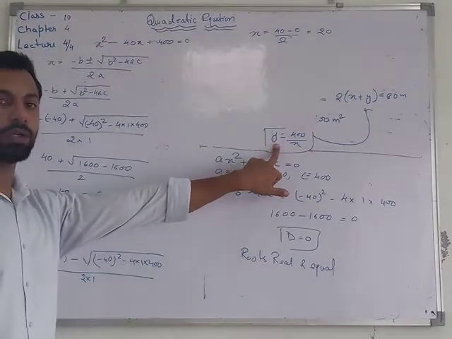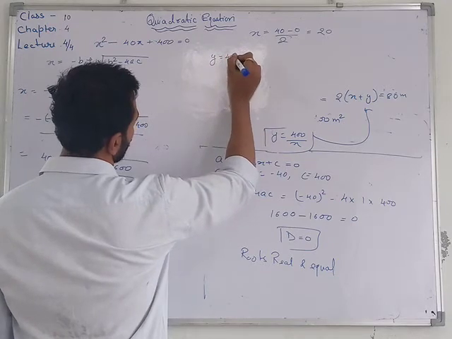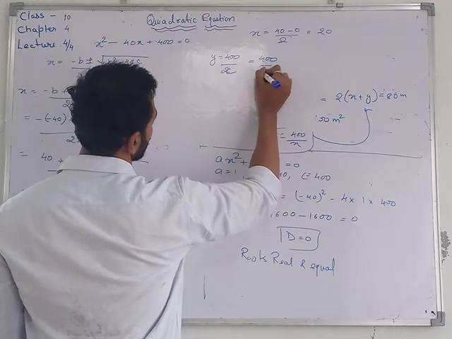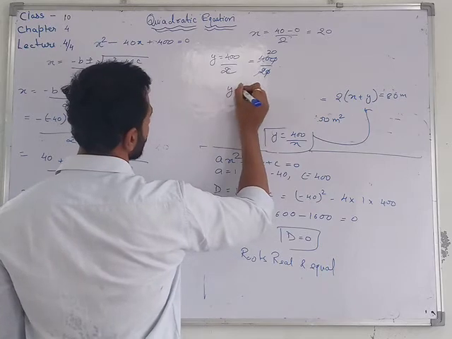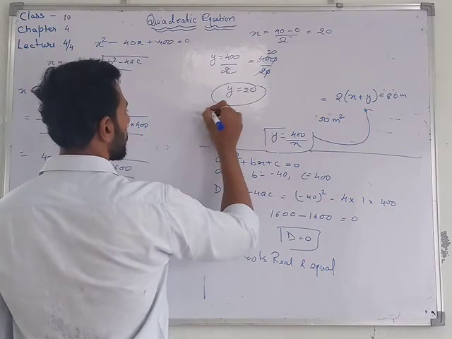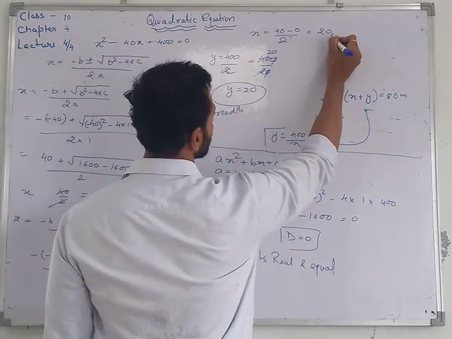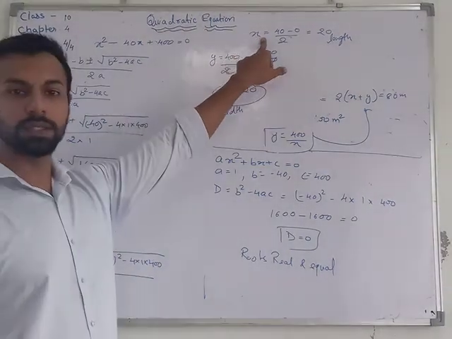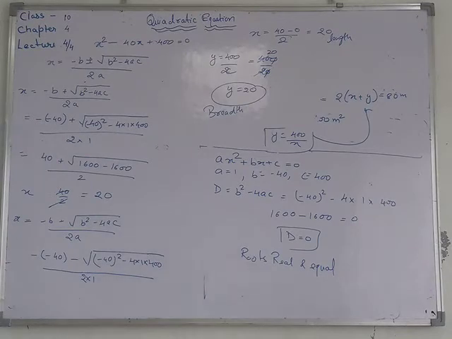Substitute that x is equal to 20 in this. Y is equal to 400 divided by x, which is 400 divided by 20. Cancel out, you will be getting 20. So y is equal to 20. Breadth is 20 and length is also 20. So these are the required values of the given rectangular park.